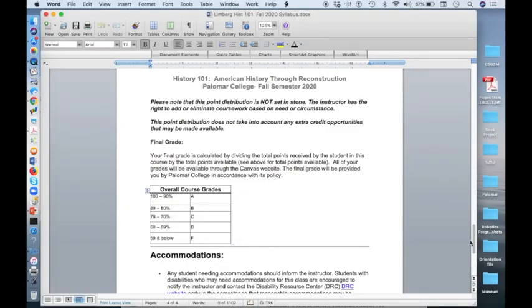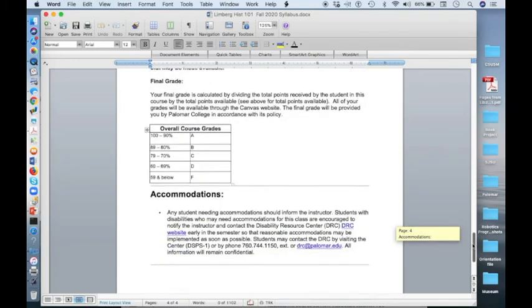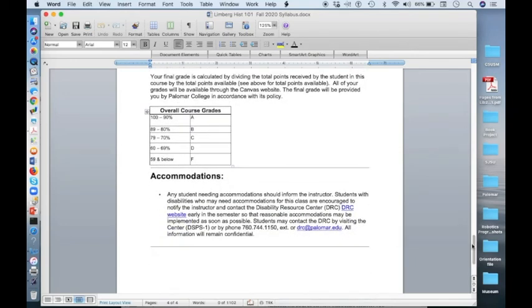Your final grade in this course is calculated by dividing the total points you receive by the total points available in the course. Once you divide those points, you will get a percentage which will correlate to a letter grade. And finally, accommodations. Any student who needs accommodations needs to notify me right away, as well as you need to notify the Disability Resource Center, or the DRC, and I've provided that information here.